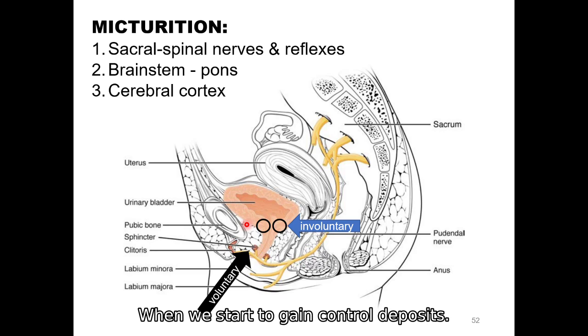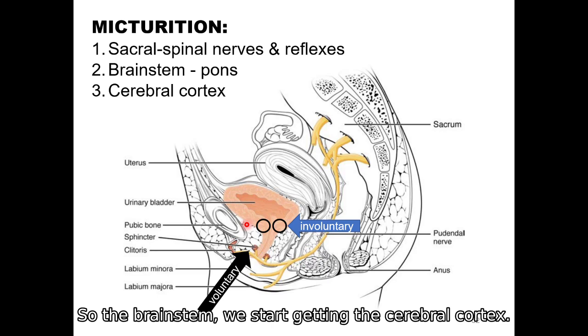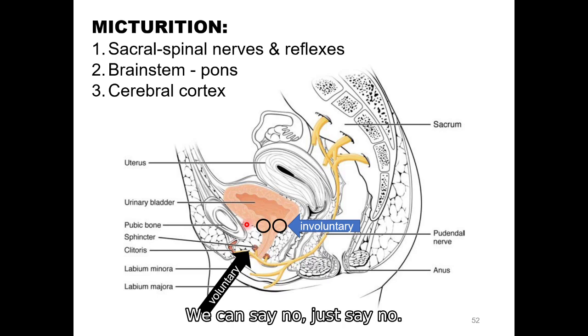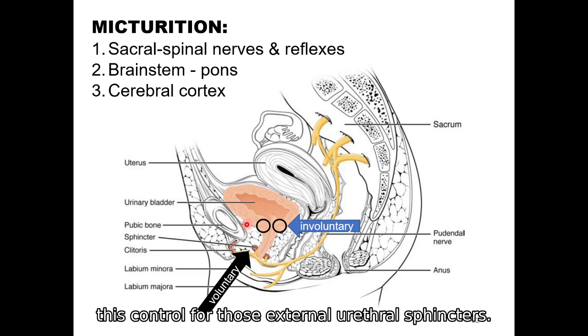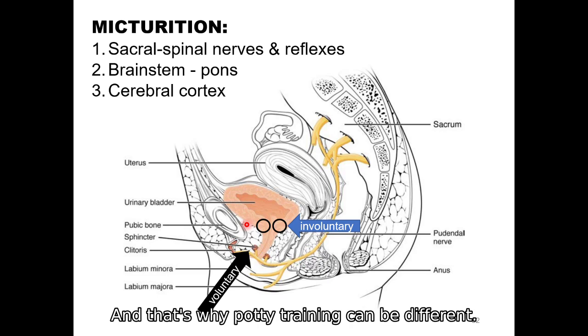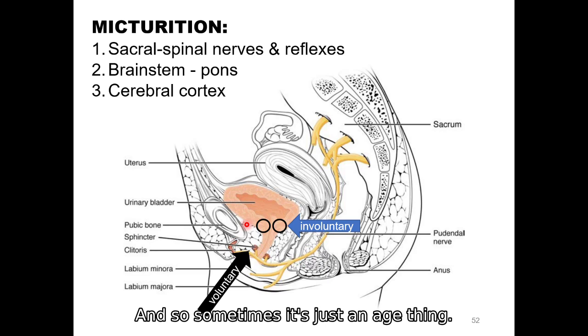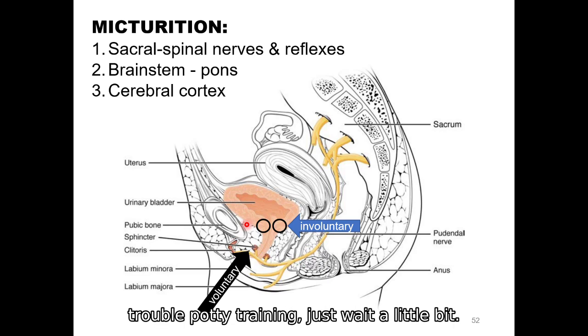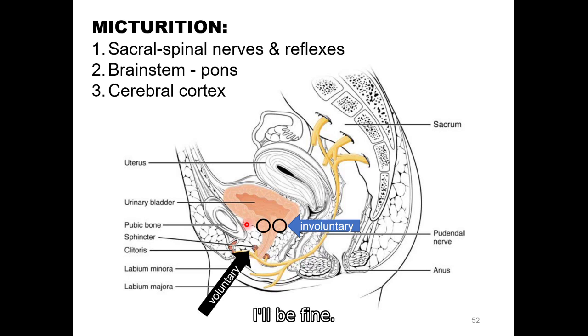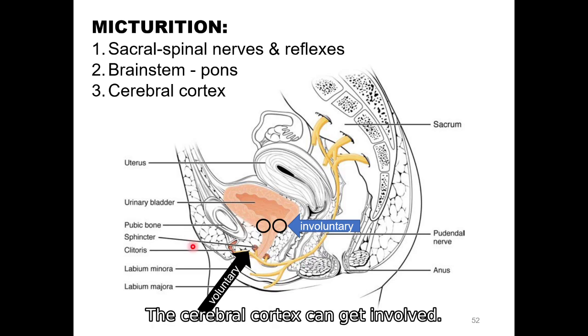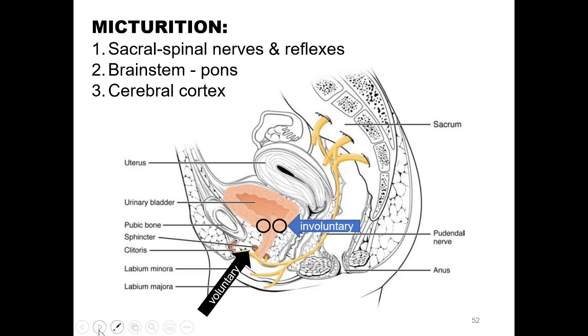When we start to gain control, there's a reflex center in the pons, so the brainstem. But we start getting the cerebral cortex, we can say no, right? Just say no. And it takes time for nerves and this control for those external urethral sphincters. And that's why potty training can be different. Some kids have that control earlier than other children. And so sometimes it's just an age thing. If your child is having trouble potty training, just wait a little bit. They'll be fine. And so the cerebral cortex can get involved.